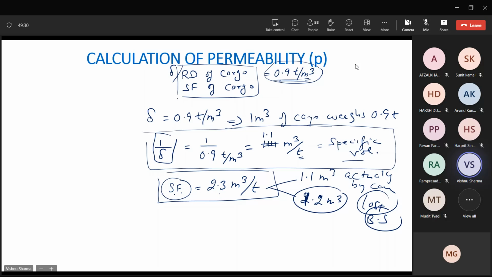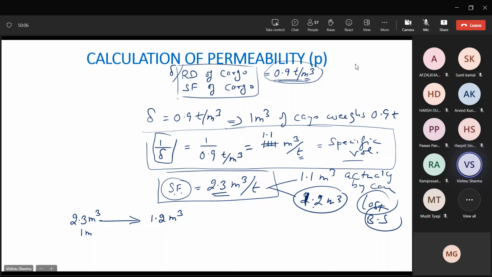So out of 2.3 cubic meters, then we use the unitary method. Out of 2.3 cubic meters, 1.2 cubic meters is free space. Why? Because 1.1 is occupied by cargo, and the rest is the free space. And this free space will be available for the water to occupy. So out of 2.3 cubic meters, 1.2 is free for water to occupy in case of bilging.